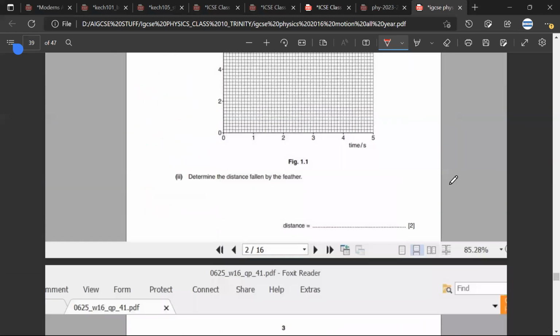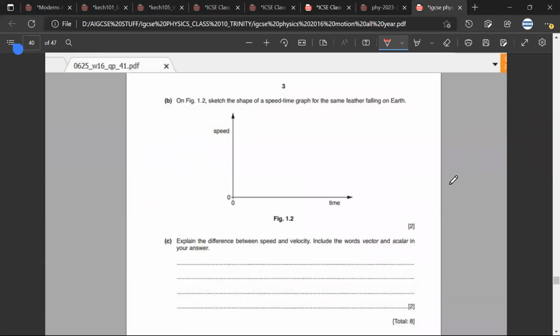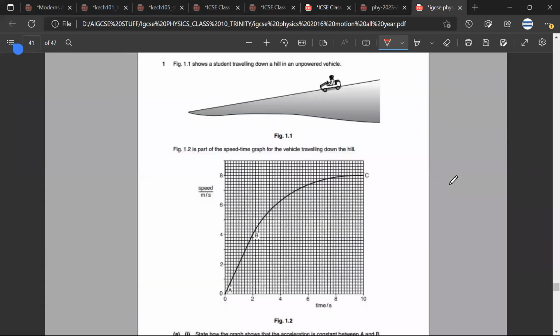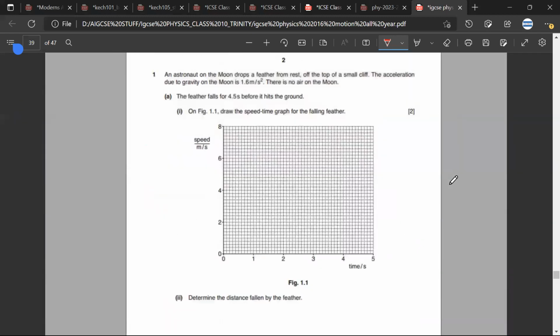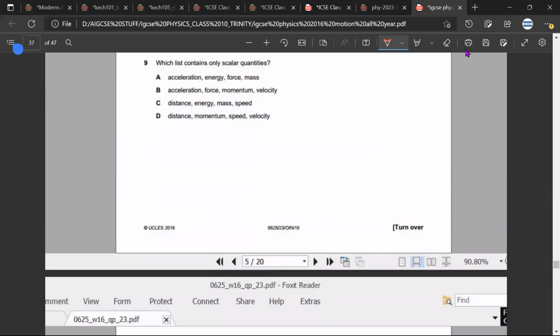So I think we did questions till here only. Okay, fine. So are we comfortable with the velocity, time, distance and graphs? Yes, sir. Okay, great.